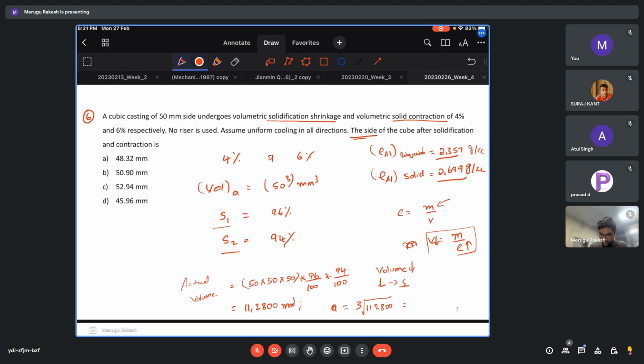So you will end up with 48.317 mm. So this is the correct answer. It is nothing but option A. Okay. So we need to multiply for the whole volume.